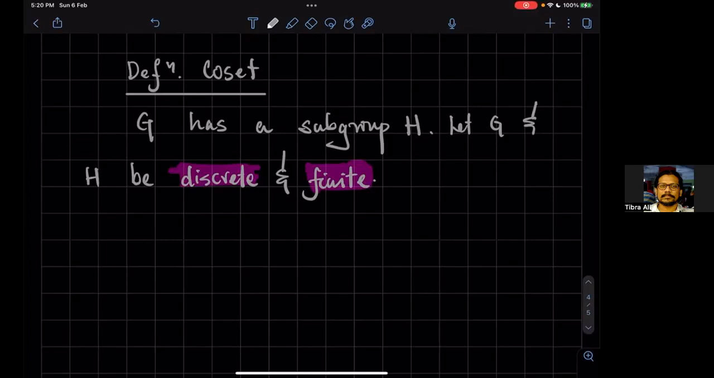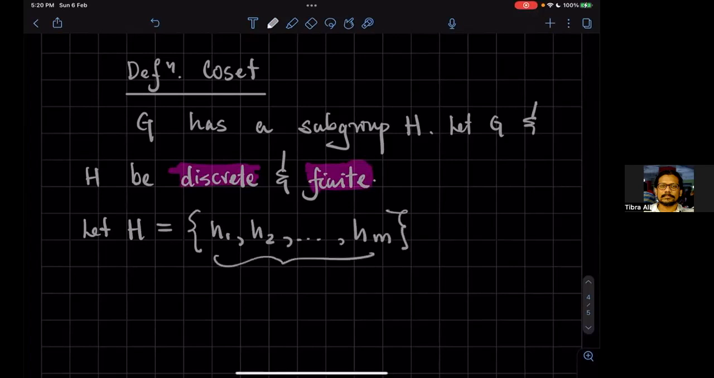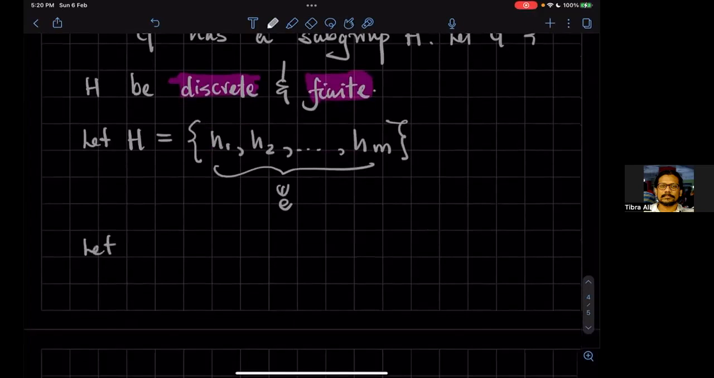Now say H is a subgroup. It'll have some elements like H1, H2, ... HM. So the order of H is M. And E is contained in this set, because if E was not contained, then H would not be a subgroup. Now let small g be some element in big G.